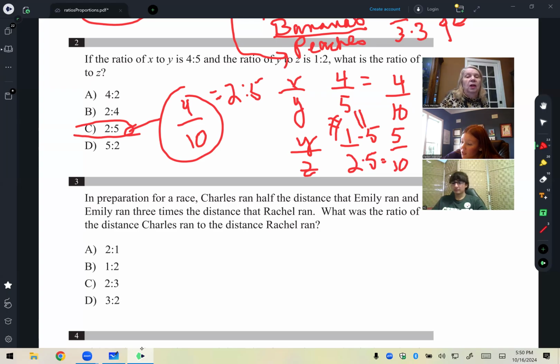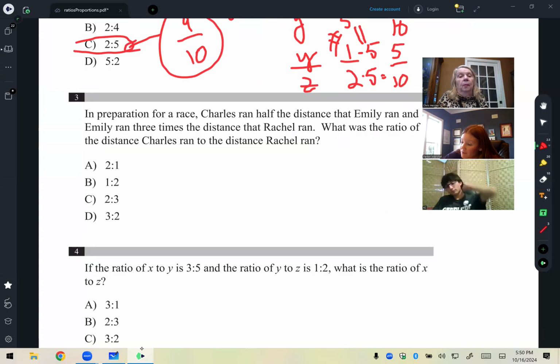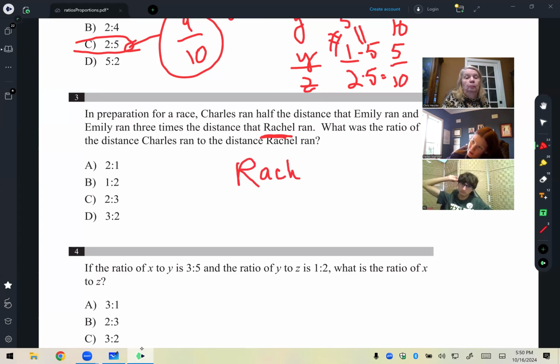So if they give us one like this, what I would do is just pick a number for the slowest or the lowest person. So here we have, in preparation for a race, Charles ran half the distance that Emily ran. So Rachel's going the slowest distance. Let's call her 2. It's easy to make. We pick the lowest one.